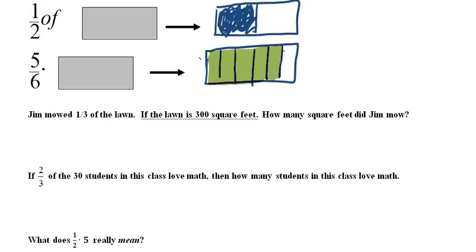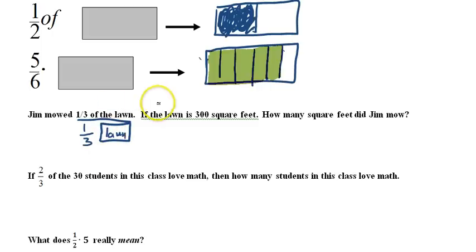Jim mowed 1/3 of the lawn. If the lawn is 300 square feet, how many square feet did Jim mow? So what they're giving us is this. It's 1/3 of the lawn. And when you think of it, that fraction is 1/3 of some whole. And that's what you want to look at. What is that whole? Well, that's the lawn.